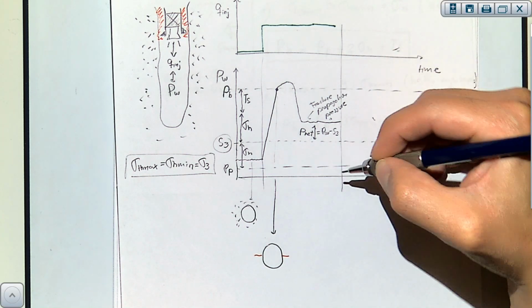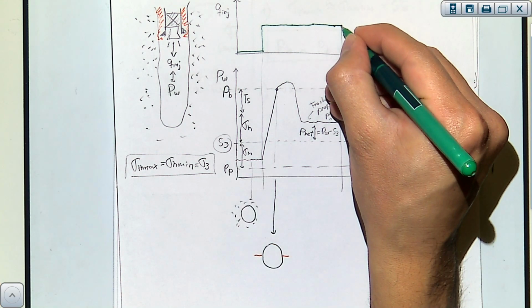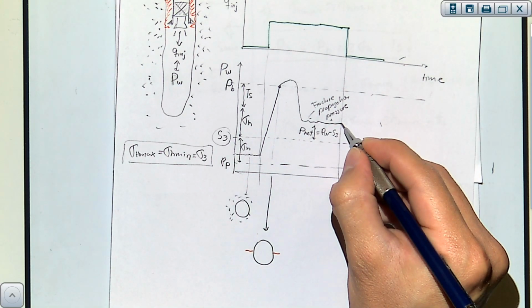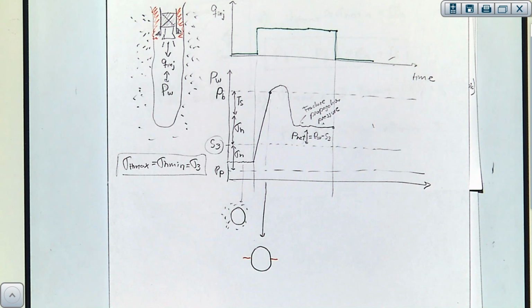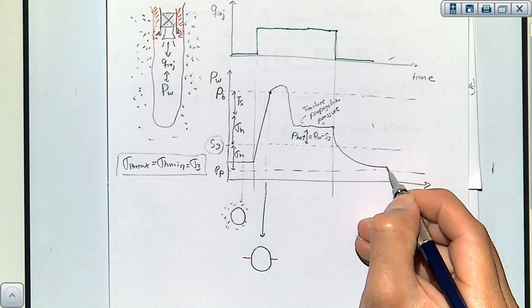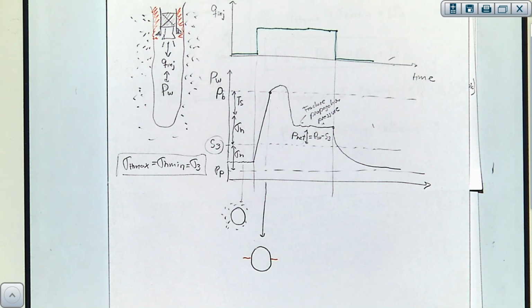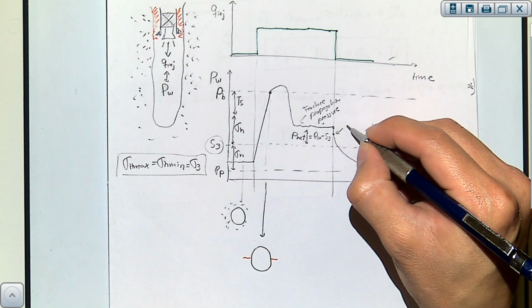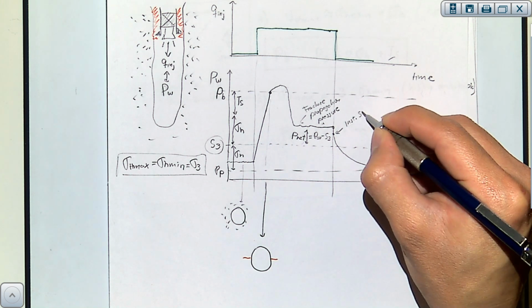And at some point, we're going to shut in the injection, and then what you would expect is that the pressure should, first of all, go down because you're not injecting anymore, and second, it will go down because the fluid is also infiltrating into the rock, and it's going to go as low as the pore pressure. This is the instant shut-in pressure.